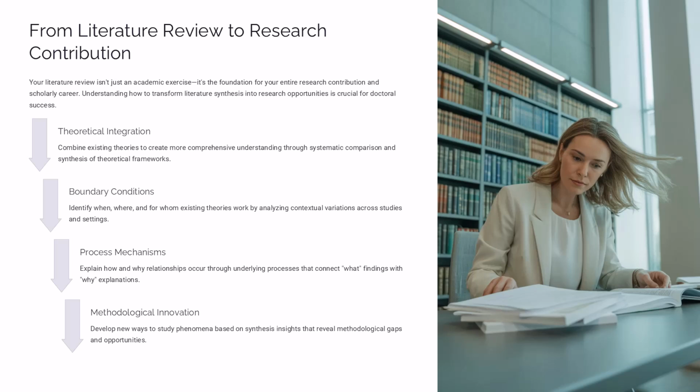The transformation from literature review to research program involves strategic planning across multiple phases. Phase 1 involves completing the integrative literature review and identifying theoretical opportunities. Phase 2 involves theoretical development and refinement through additional analysis and expert feedback. Phase 3 involves empirical research design with multi-method, multi-study approaches. Phase 4 involves implementation and impact through systematic execution and dissemination.